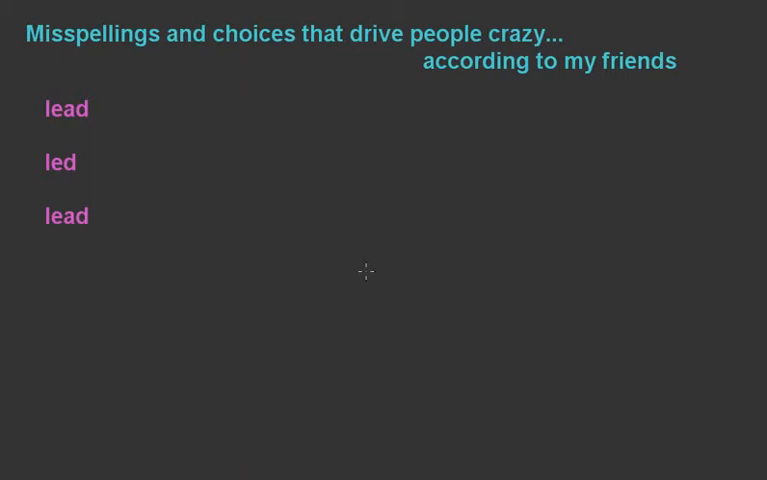The first one, in fact, the first two, are verbs, and this would be the present tense. For instance, I lead a parade. All right? No problem. People usually get that one correct.